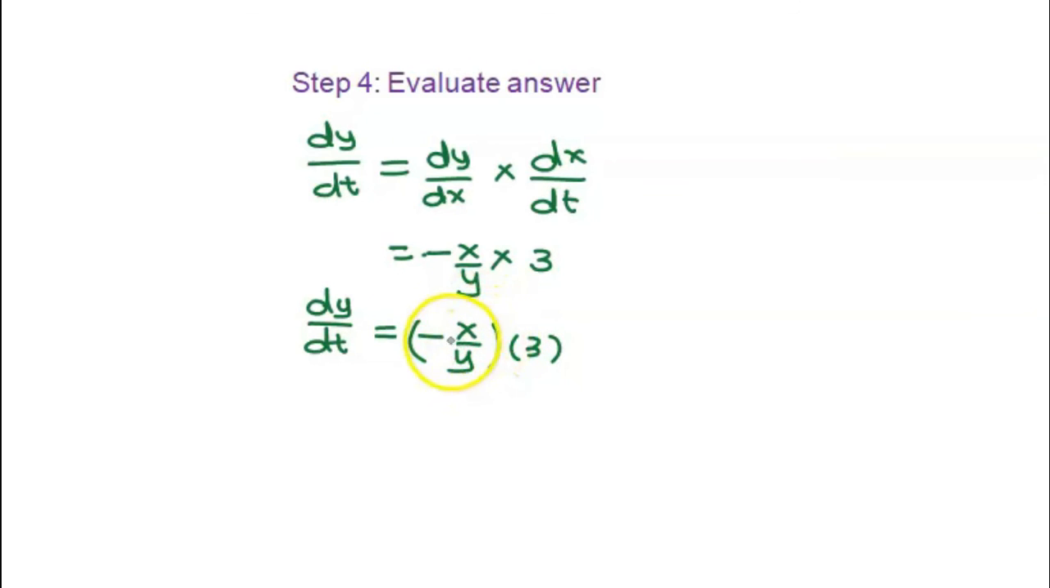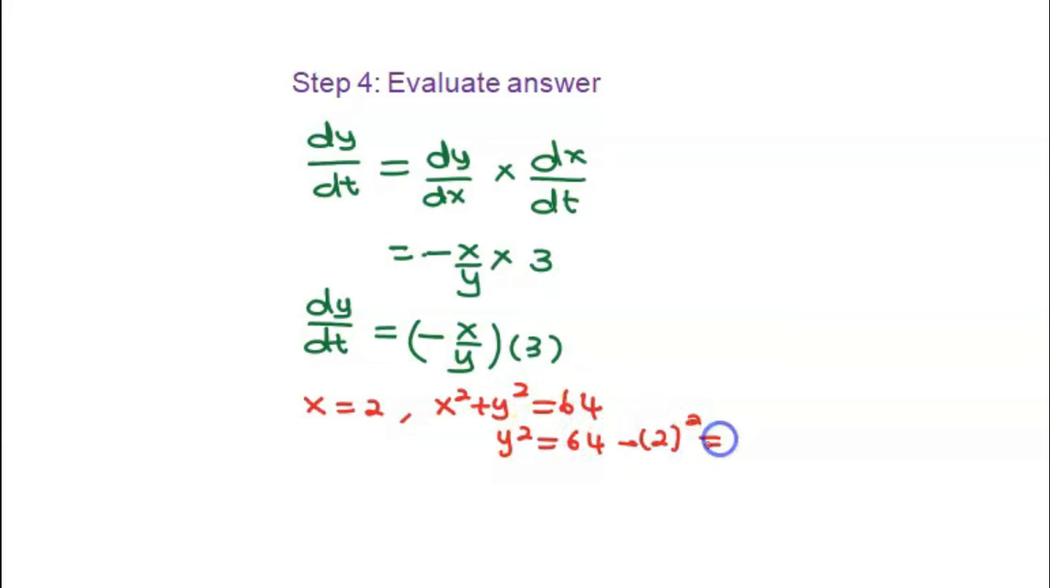However, we need to know the values of x and y. For this, the question has provided us with x equals 2. Using the equation x squared plus y squared equals 64, we are able to calculate the y value as the square root of 64 minus 2 squared, which is 60. Therefore, y is equivalent to the square root of 60. We will have a plus or minus here, but we need to choose a positive y since y is the length of a side.